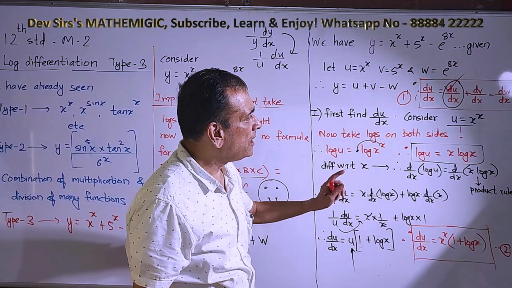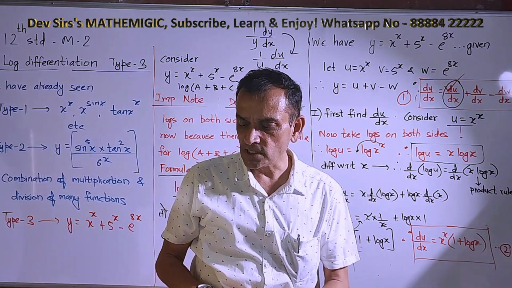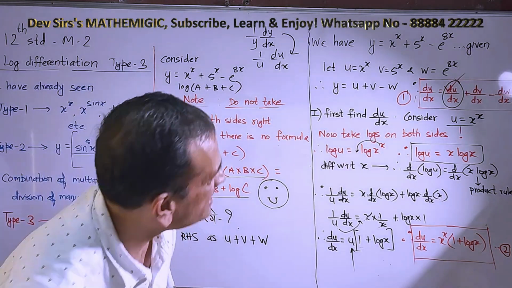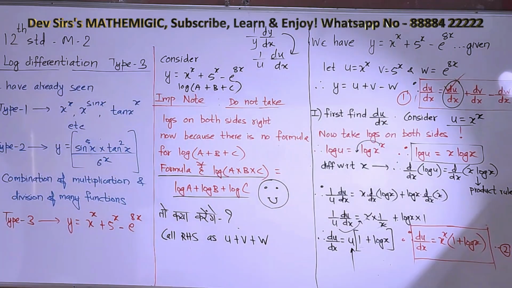Right? Now we will find out dv by dx and dw by dx. चलो स्टार्ट करो. Let us find dw by dx and dv by dx. क्या आंसर आता है देखेंगे.